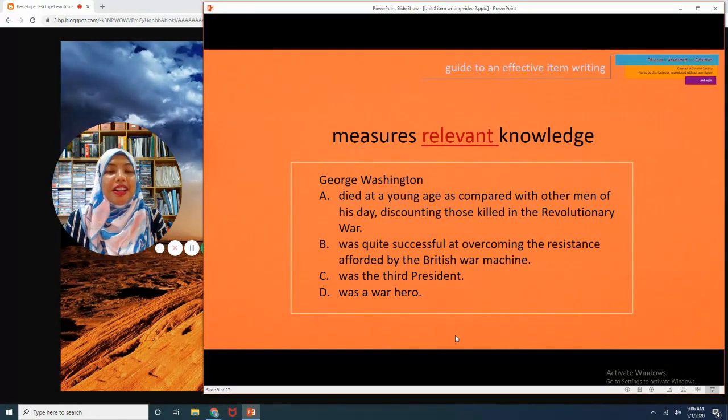Right. Another important thing to remember is to make sure that your items measure relevant knowledge. Remember that your test can only last for 1 hour, for example, and within 1 hour, you cannot afford to ask every single thing that you've taught in class. Hence, whichever items make it into your test must be able to measure important, significant aspects of learning from the particular topic. So let's look at this example.